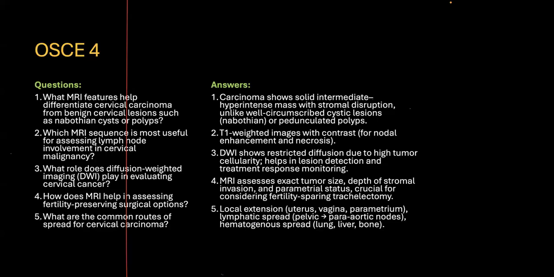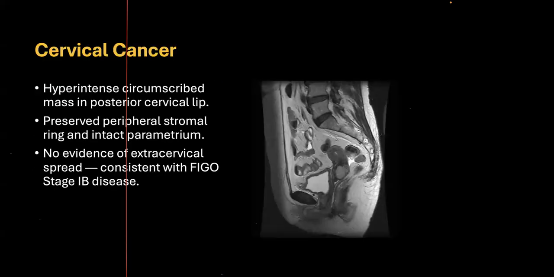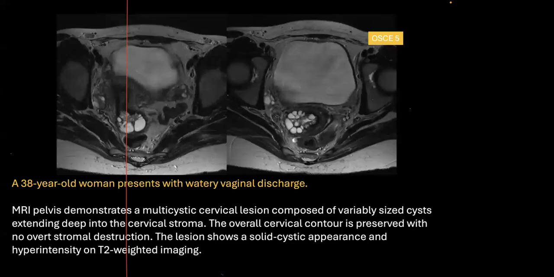How does MRI help in assessing fertility preserving surgical options? It assesses exact tumor size, depth of stromal invasion, parametrial status, crucial for considering fertility sparing trachelectomy. So what are the common routes of spread? It can be lymphatic, hematogenous, or even local extension. Okay, fine.